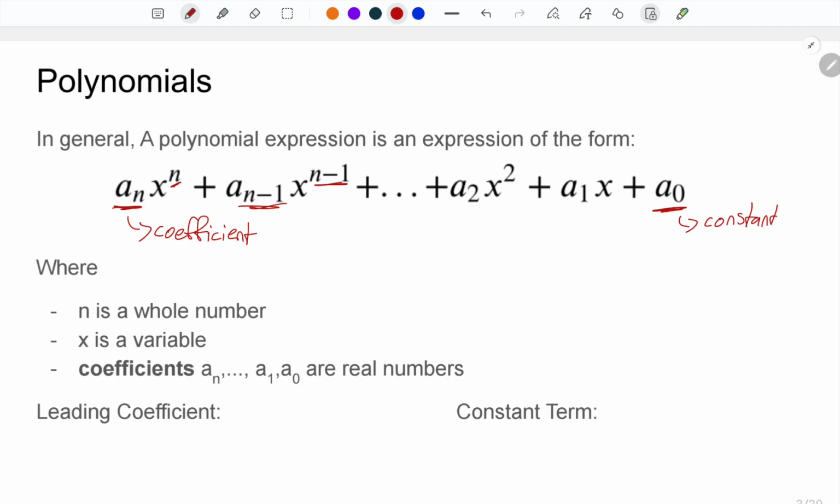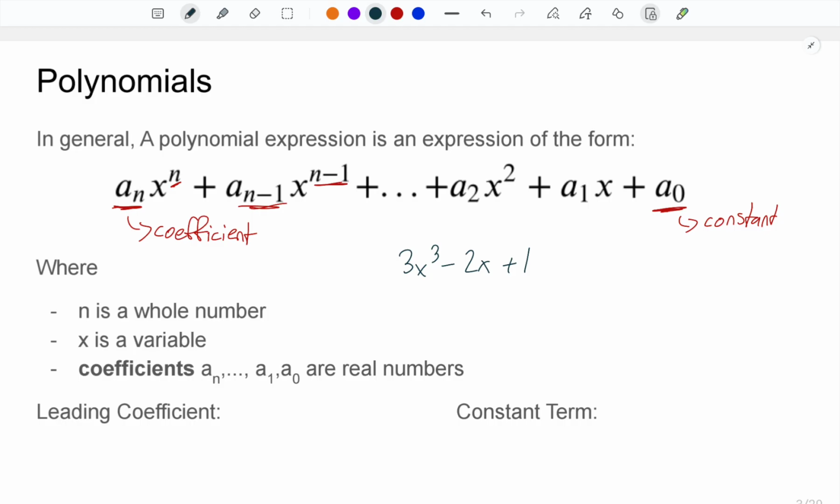So again, this could simply be something like 3x cubed minus 2x plus 1. And it's totally fine if you're missing exponents, like you don't have an x squared in there. That's okay. It doesn't have to have every single thing. Just as long as you have x to some power, that is really what defines the polynomial.